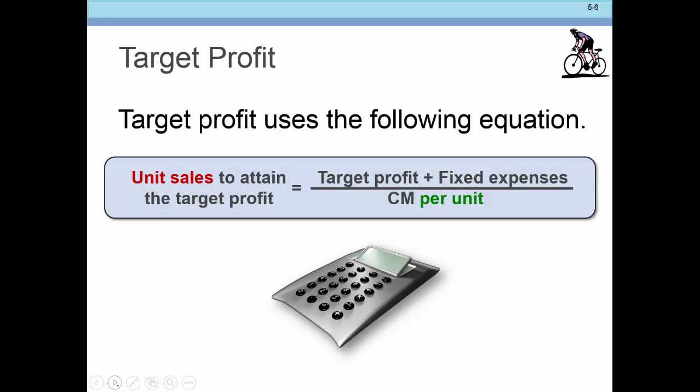Why do I want to make a profit? Because I got to buy a Porsche or something, right? I mean, I want some nice stuff hanging around my house. I'm not here to break even, right? So what happens? I want to sit here and I want to make a profit.